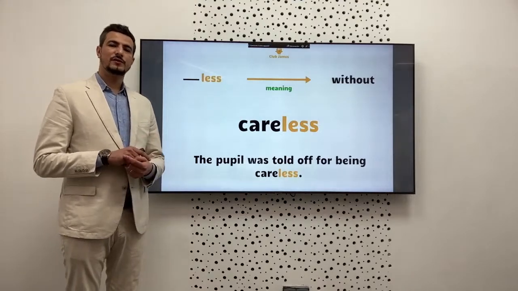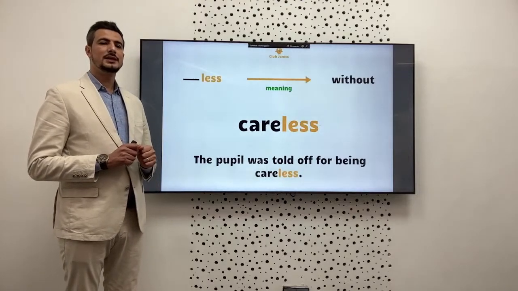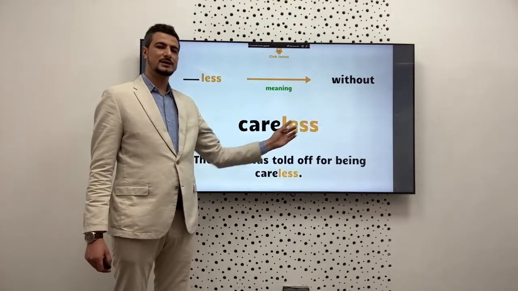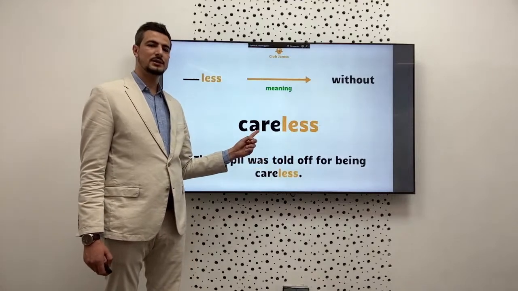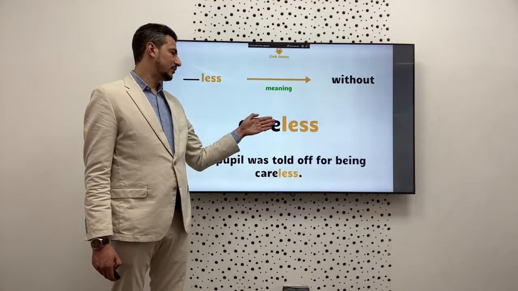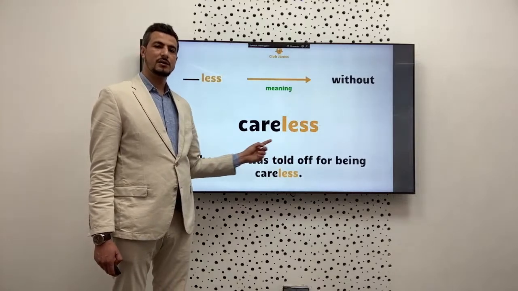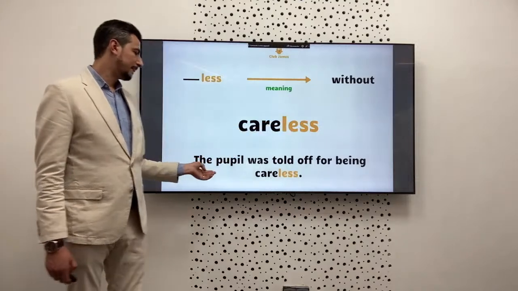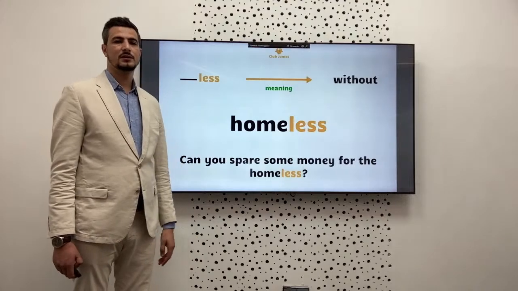Now the opposite of full, not exactly the opposite, but less, which means without. So if you add less, or if you see less in a word, it means without this adjective or noun. For example, care, careless, someone who doesn't care, or without care. The pupil was told off for being careless.